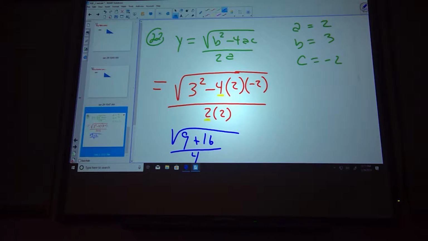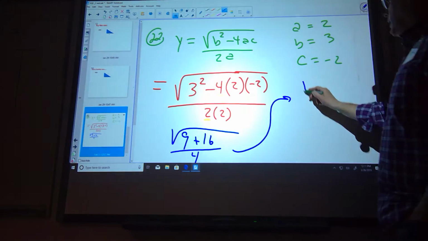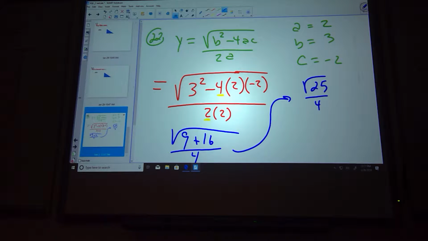Does everyone feel comfortable with that? You see how I got rid of that so easily? I just went left to right. And then we're going to do the math. So I'm going to get root 25 over 4. Square root of 25 is 5. So I get 5 over 4. Done. Cool? Okay. You said 23?